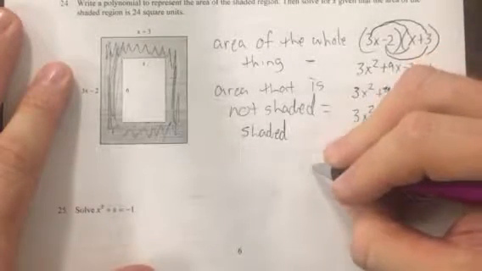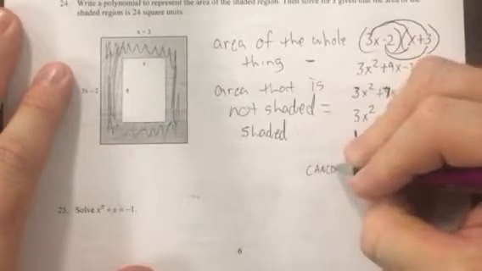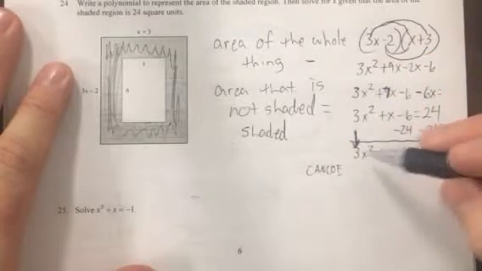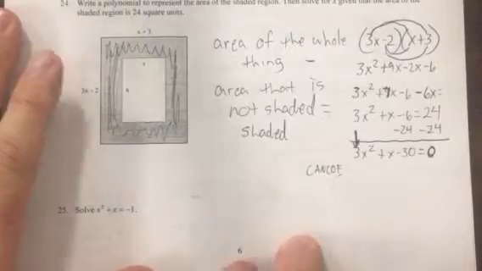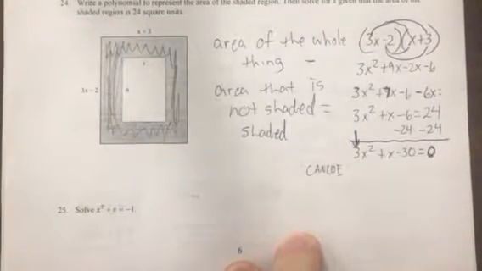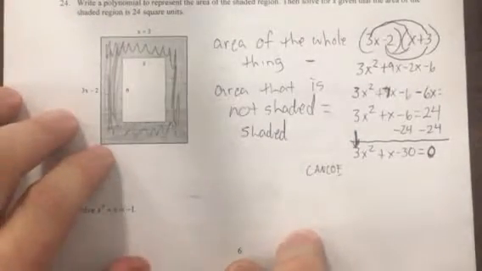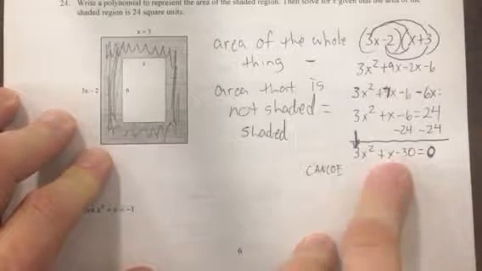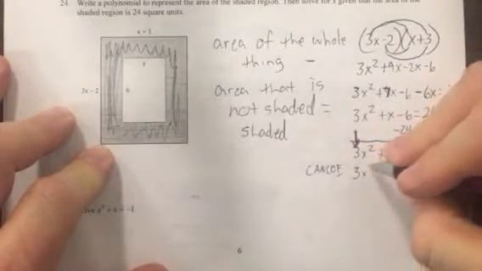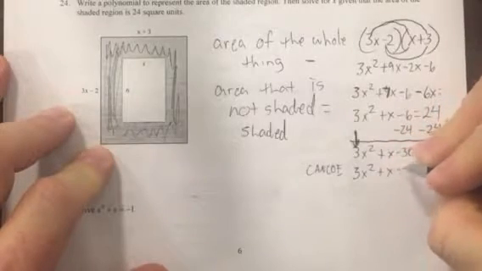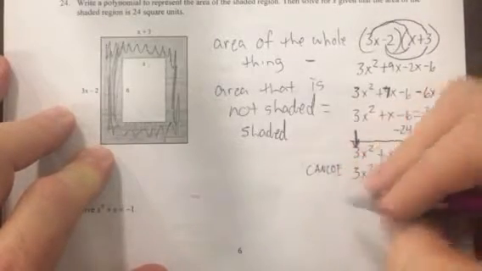So first off, can I do Cancoe on this? Can anything come out of everything? I have a 3, a 1, and a 30. Is that negative 30 or positive 30? Negative 30. That 3 can come out of everything. Well, I only have a 1 right here at the x. Oh, so I can't do a thing. So it's going to stay 3x squared plus x minus 30.